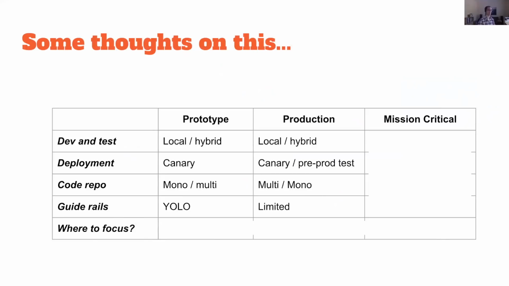Prototypes get out as fast as possible. Production, a little more careful. At this stage, you often split multi-repo, in my experience, and guide rails, you're starting to want some kind of limited guide rails at this stage.